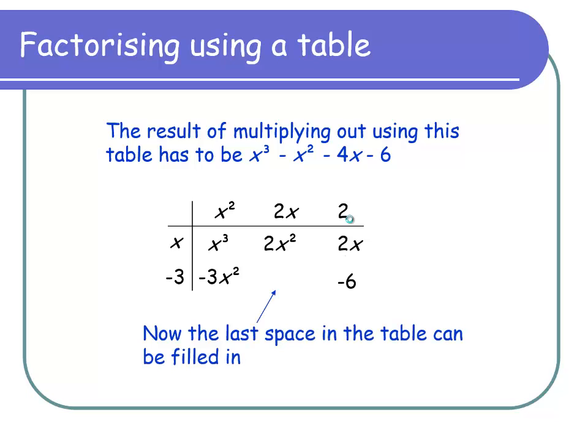Now with the last space in the table, this is where we add some number with 2x to give negative 4x. So some number plus 2x gives negative 4x. Negative 6x plus 2x gives negative 4x, and therefore that space must be negative 6x. Then once we've done all that, we can say the quadratic factor is x squared plus 2x plus 2.